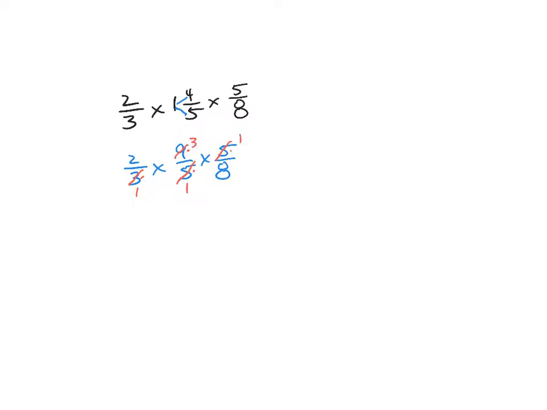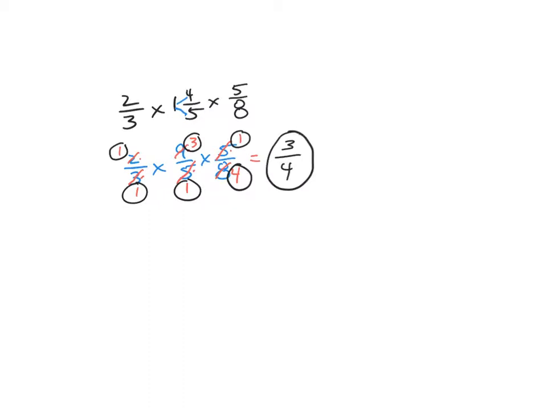And finally, I notice that with the 2 and the 8, I have a common factor of 2. So I'm going to divide both of those by 2. 2 divided by 2 gives me 1. 8 divided by 2 gives me 4. So now when I multiply straight across, I have 1 times 3 times 1, which just gives me 3. I have 1 times 4, which just gives me 4. So my final answer is 3/4. That's a much easier way than multiplying all three of those numbers as they were originally presented for both the numerator and the denominator.